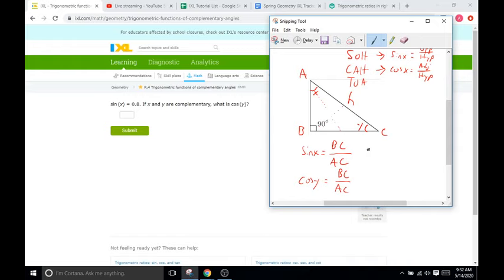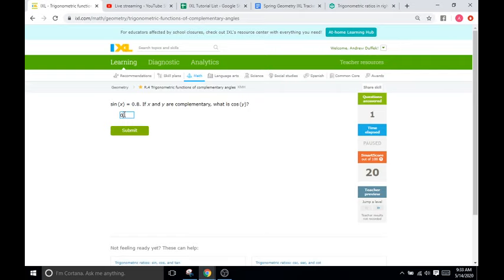So what you might have noticed is sine of x is BC over AC, and cosine of y is BC over AC, meaning sine of x and cosine of y are going to be equal. They're the same exact thing, right? So we go back to our question, and it says sine of x is 0.8. What is cosine of y? Well, it's the same thing as sine of x, which is 0.8. So our answer is going to be 0.8.